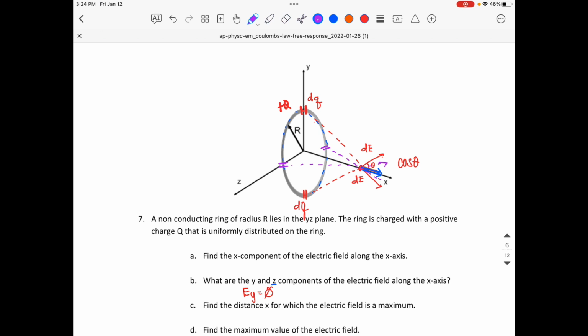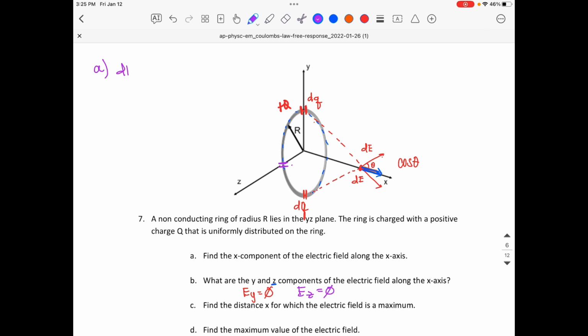It's hard to represent it in a 2D diagram, but you would be able to notice that the z component, when you're taking the positions on the ring on the z-axis, would also cancel out, and it would be the same all around the entire ring. So let's focus on the x. We know that Ez is also equal to 0. So let's calculate Ex. This is part A.